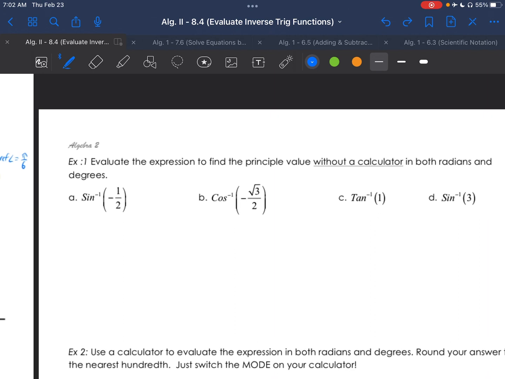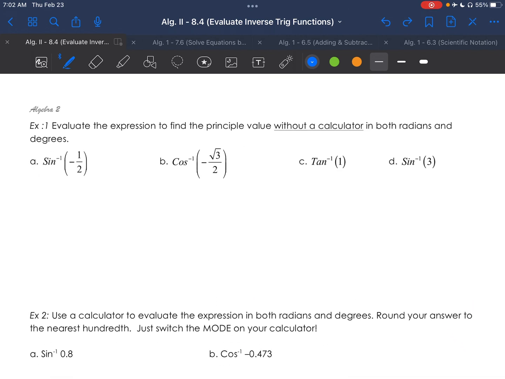So here, we're going to do these without calculators, and they can be in both radians and degrees. That means the pi over whatever, and this many degrees as well. We're more familiar with degrees.